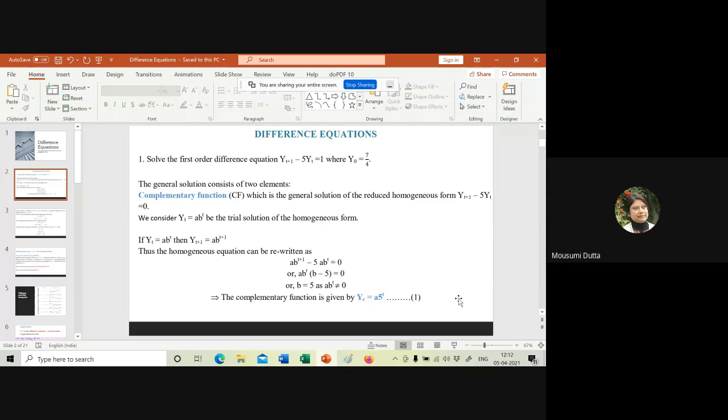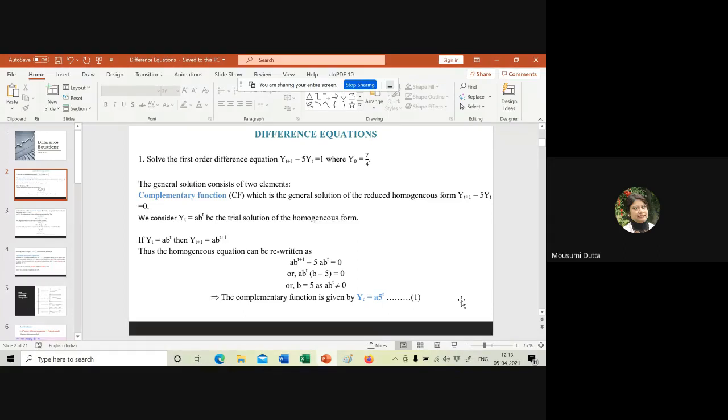As we get B is equal to 5 for this particular problem, the complementary function can be written as y_t is equal to A 5 to the power t. I am calling this equation number 1.